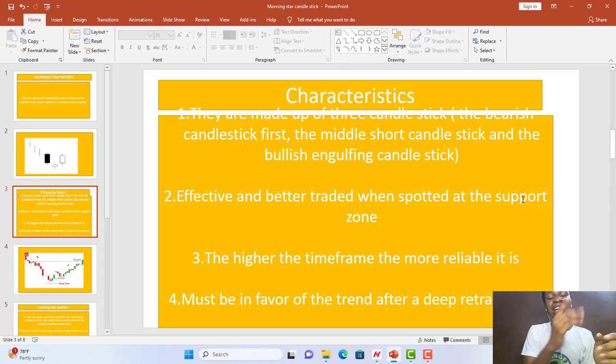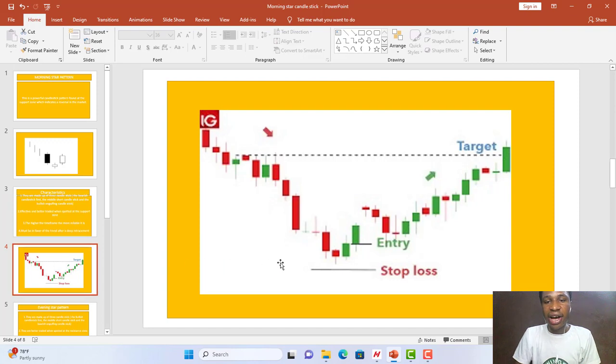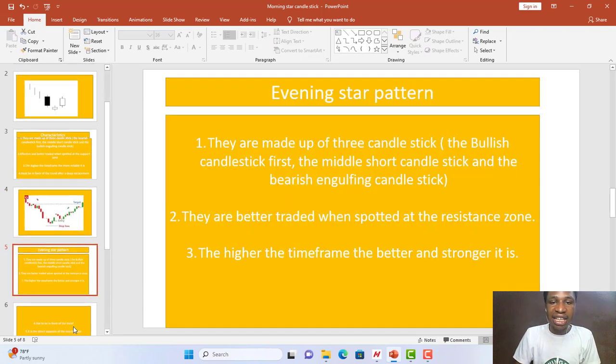Or that market that has been buying, then doing a deep retracement, then giving you three candlestick confirmation, then showing a buy. Now, the higher the time frame, the more reliable it is. It must be in favor of the trend after a deep retracement. So you can see this, the entry, our stop loss, three candlesticks. This is a killer strategy.